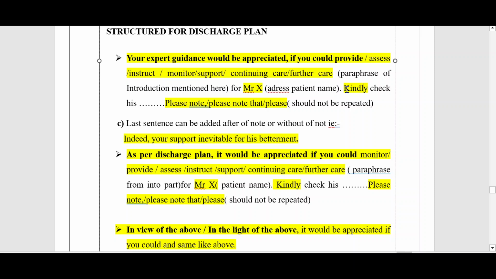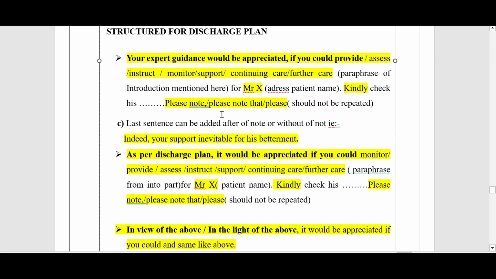Kindly check his, or please. If you have written "kindly," don't repeat it again in your letter. Instead of that, use "kindly note" or "kindly note that." But you should see whether it makes sense, or makes the sentence more beautiful. If it is not connecting, like "please note check his blood pressure," that is not the way of writing the sentence.